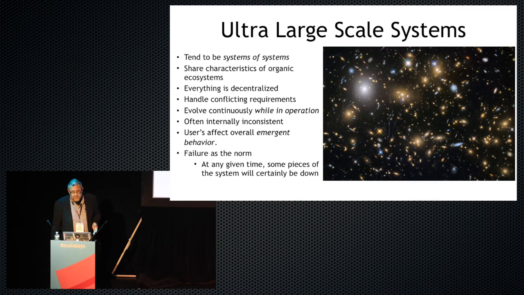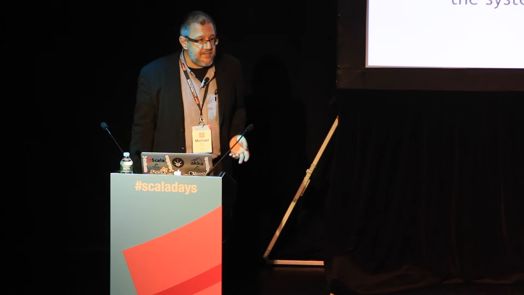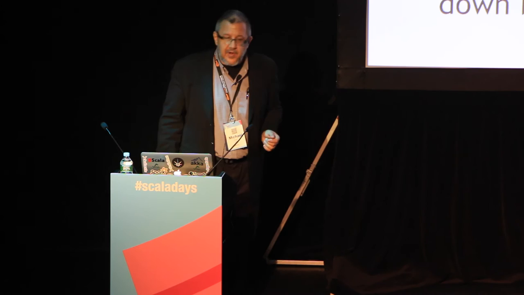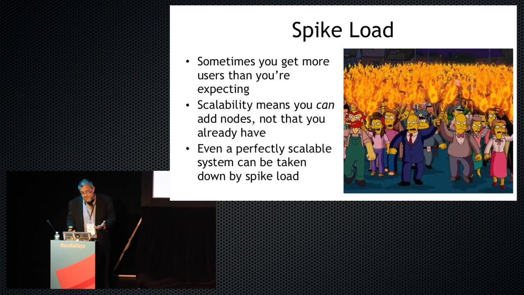Failure is the norm. At any given moment, it is likely some piece of the system will be down. And that's okay. Just, again, with an organic system, every single cell in your body is not necessarily operating at peak efficiency 24 hours a day. And that's okay. Some of them are dying. The overall system, however, is not affected. You're still up. So obviously, one shape of that is spike load. Sometimes you get a whole lot more users. Sometimes they're really unhappier than you were expecting.